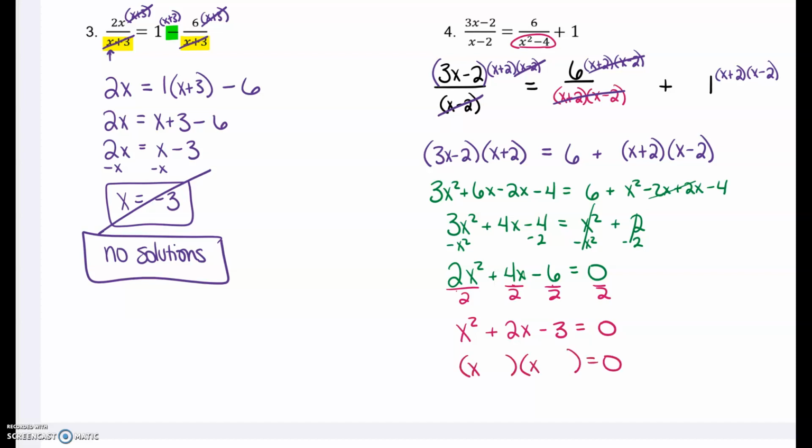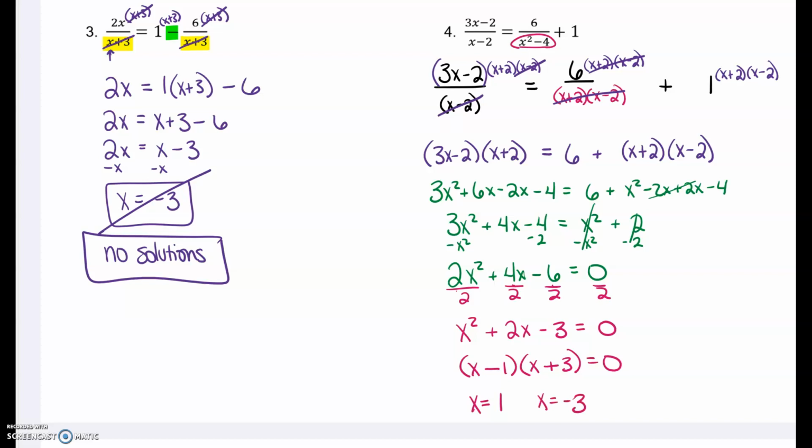The only way to multiply to get 3 is 1 times 3. We want it to add up to positive 2, so the bigger number needs to be positive and the smaller number needs to be negative, which means our solutions are 1 and negative 3. Let's check both of these solutions.